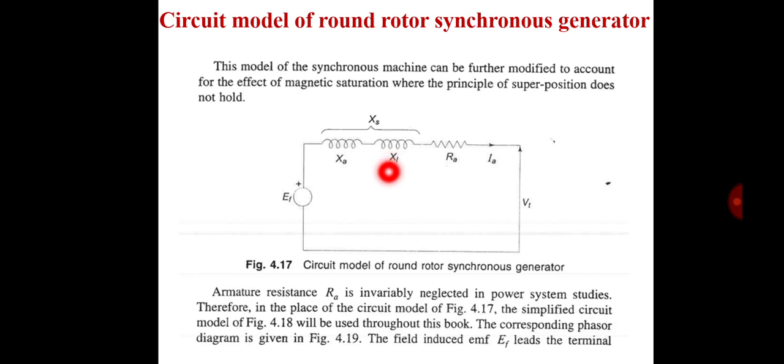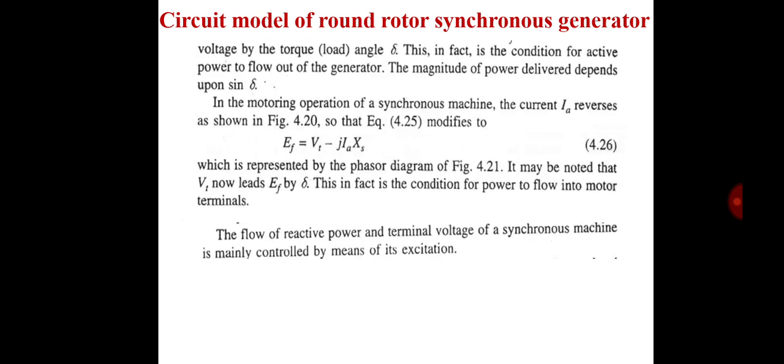Now the armature resistance RA is invariably neglected in power system studies. Therefore, in place of this circuit model, the simplified circuit model of the above figure will be used throughout for study purposes. The corresponding phasor diagram is given. The field induced EMF EF leads the terminal voltage Vt by the torque angle delta. This in fact is the condition for active power to flow out of the generator.